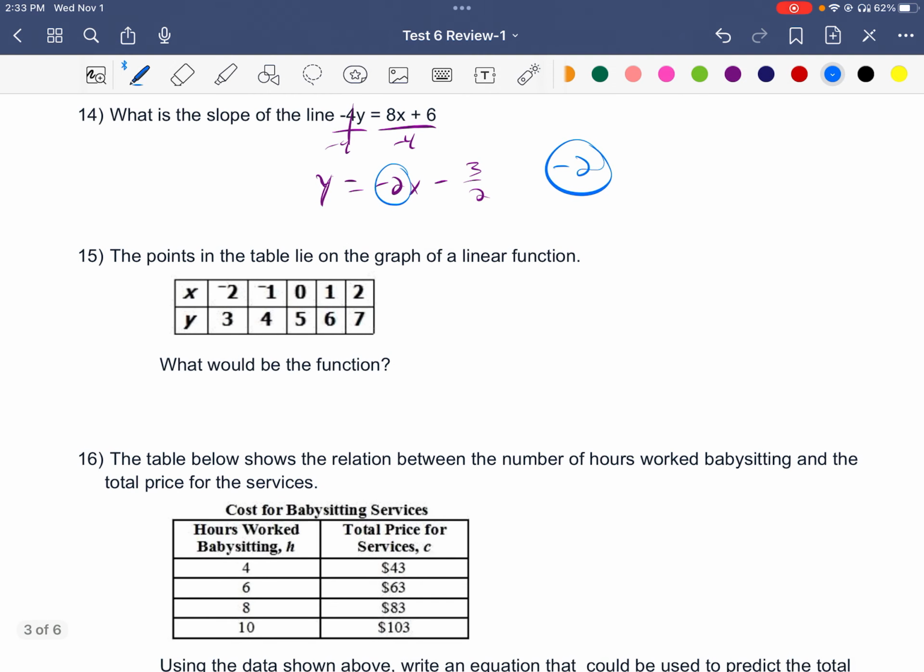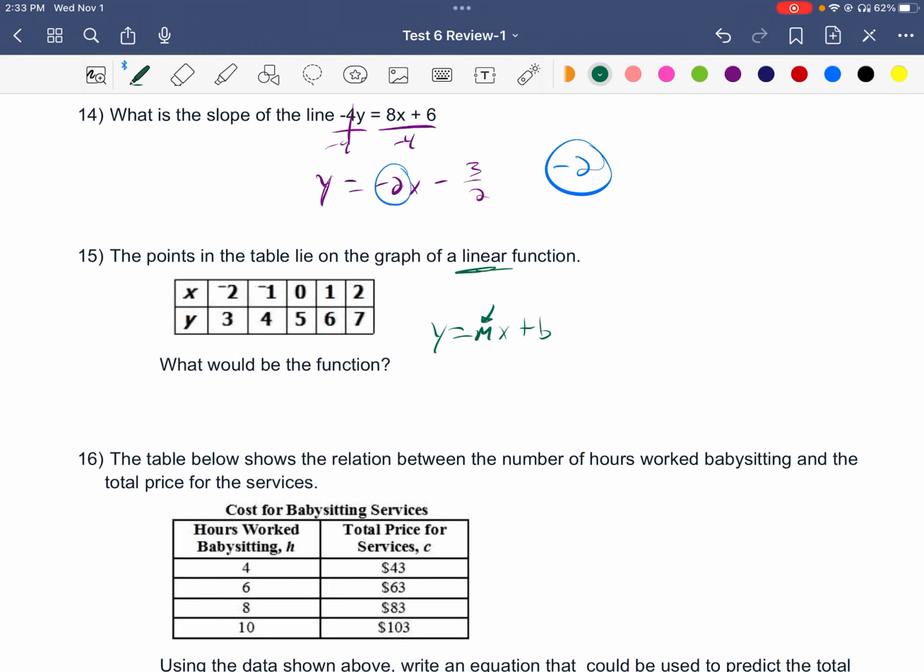The points in the table lie on the graph of a linear function. Okay, so that's a keyword. I know it's linear. Means we have a constant rate of change. Means we're going to have a y-intercept. So what would be the function? So let's write it in slope-intercept form. So y equals mx plus b.